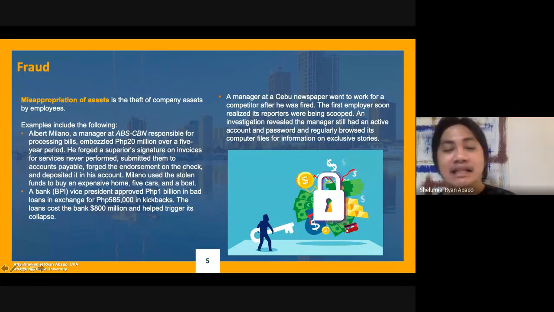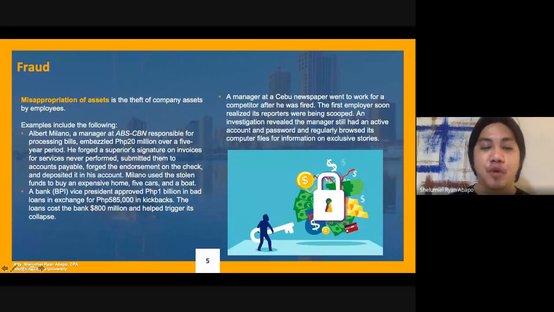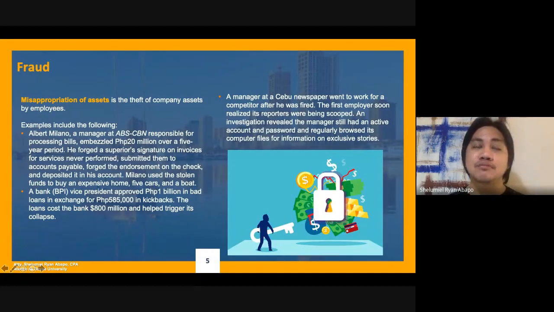Now let's go to another example, which is a bank executive, a vice president, who was able to approve a 1 billion peso loan in exchange for 585,000 in kickbacks. So he was given 585,000 to look the other way and approve that kind of loan. The particular applicant of the loan may not qualify financially. Parang the financial statements may not be enough in order to qualify for that particular loan. The loan cost the bank 800 million and helped trigger its collapse.